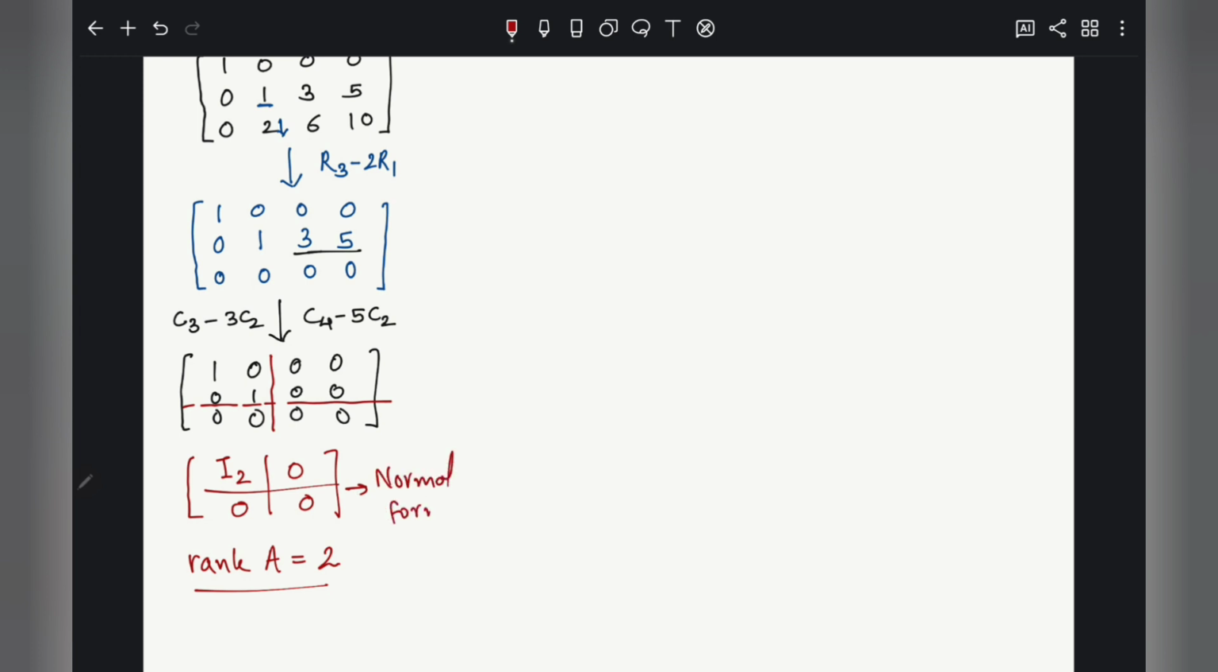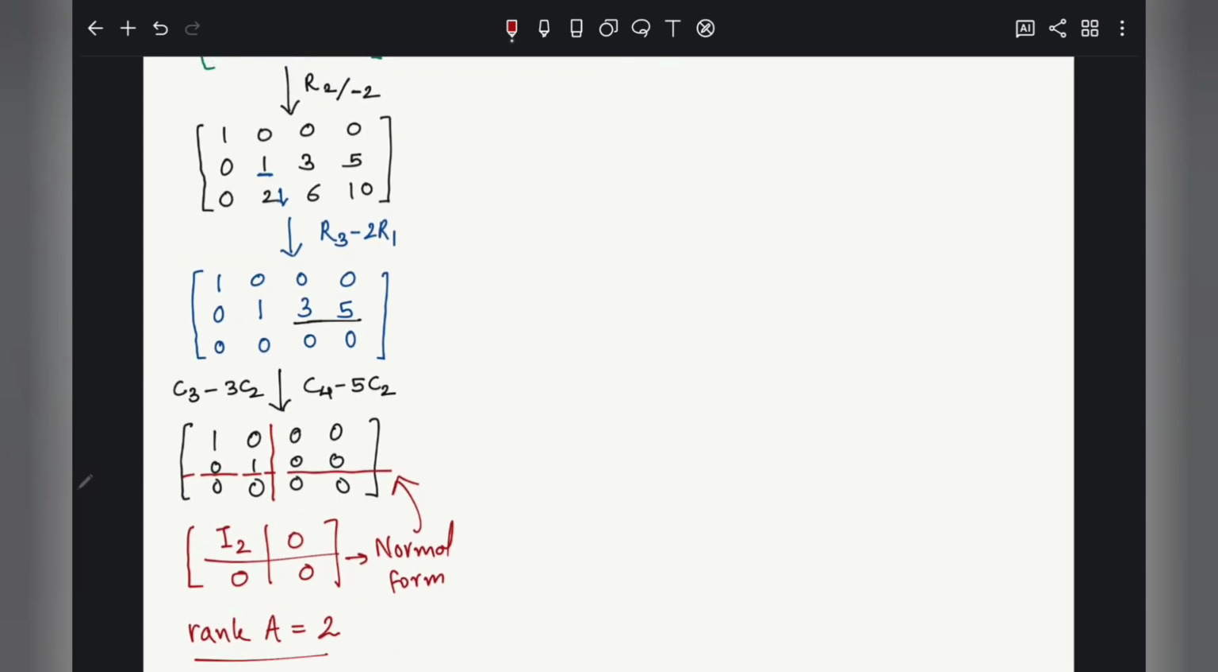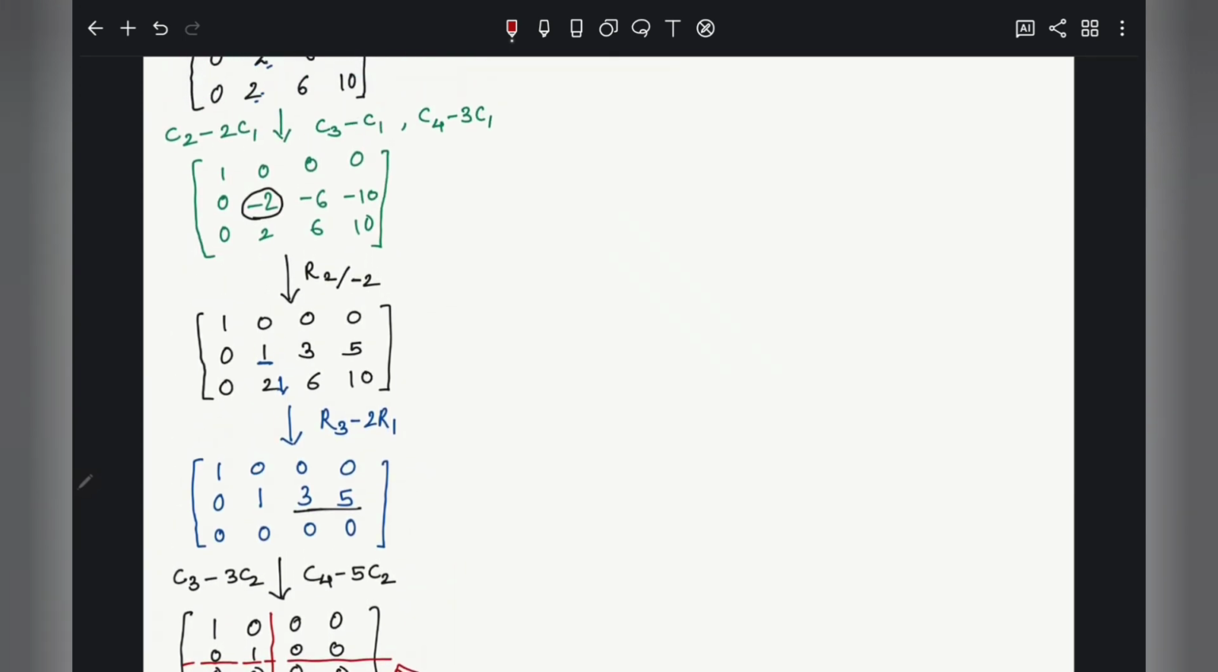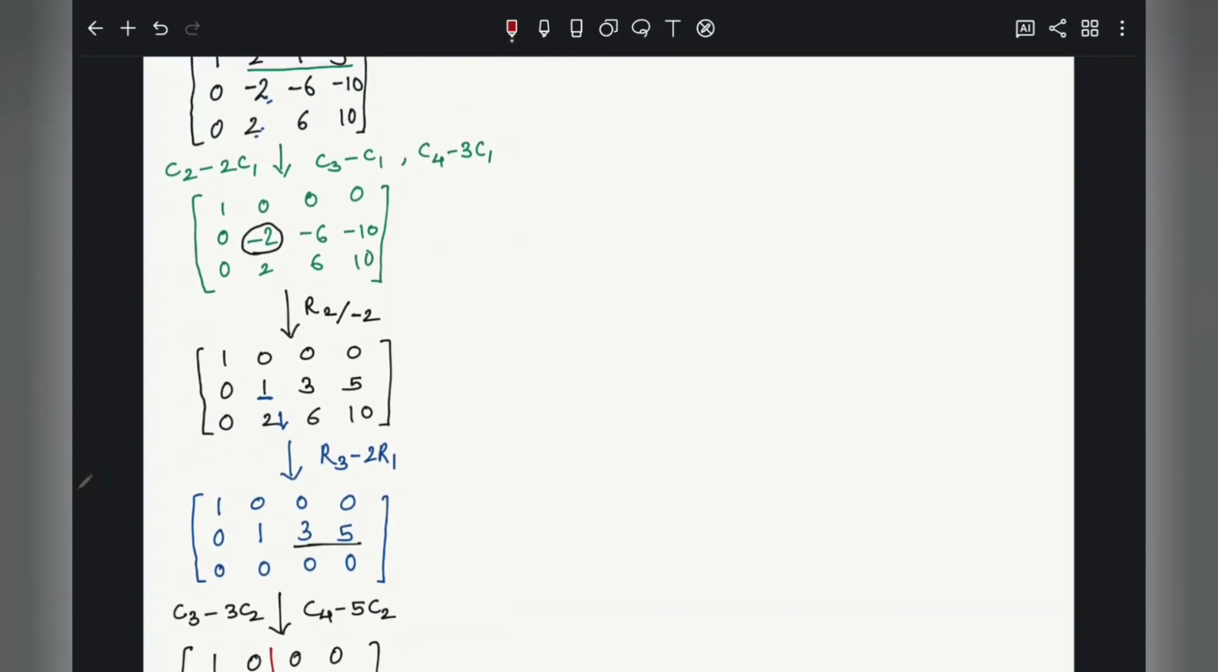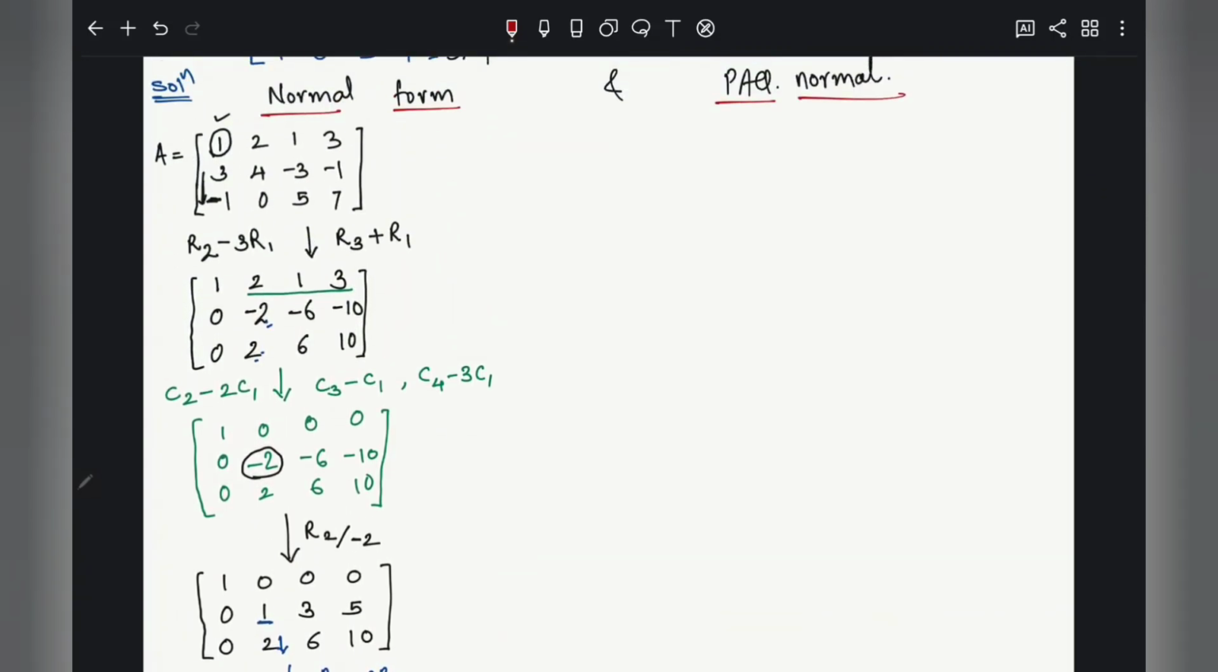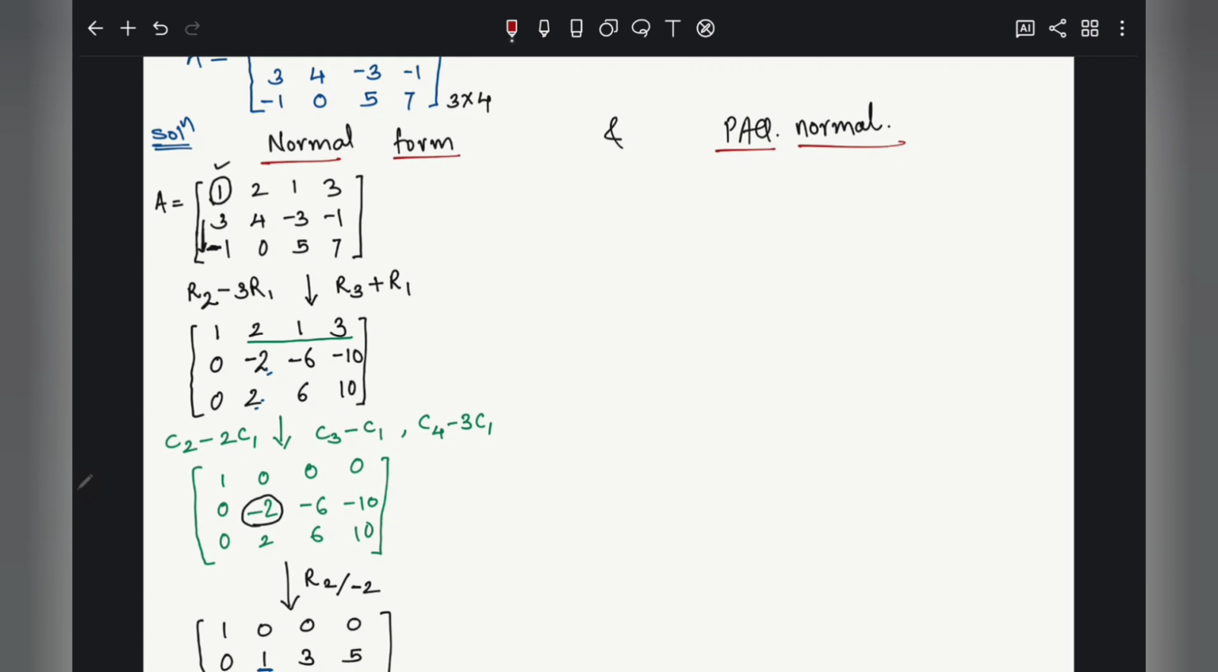So here, the form you have got is the normal form of matrix A. So you have seen how easily we got the rank using the normal form. Now we will see this same thing using the PAQ normal form.